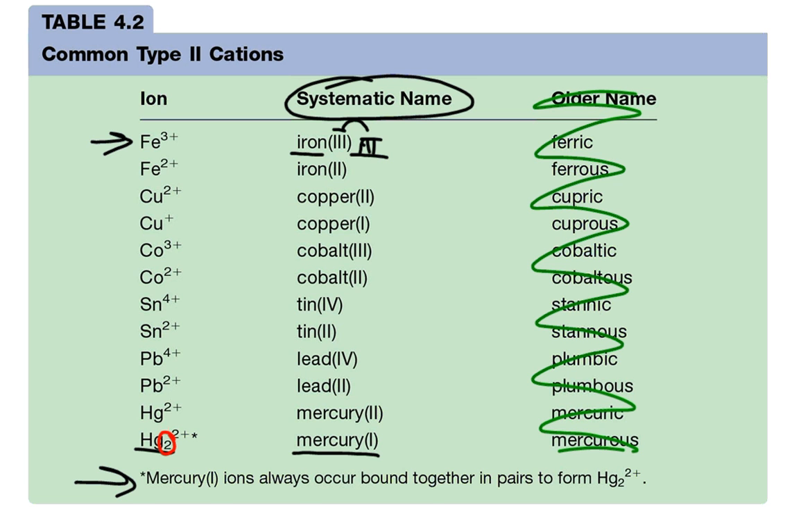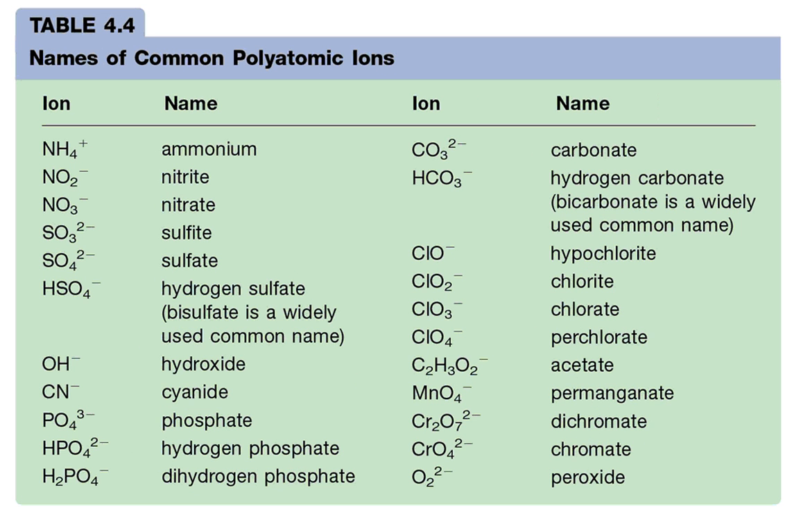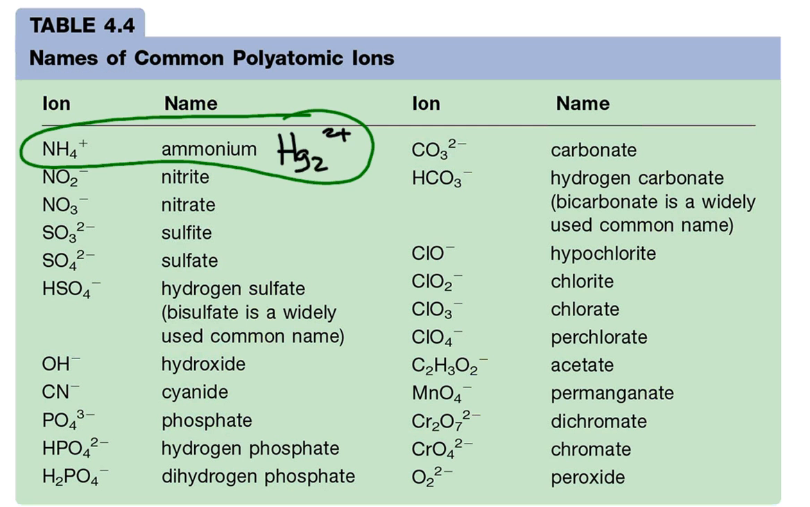Okay? So, looking at the last one, these should be familiar to a point. We've seen them before. So we have polyatomic ions, and other than the mercury 2 plus ion and the ammonium ion, these are the only polyatomic cations. All the other ones, as you look, are negatively charged.